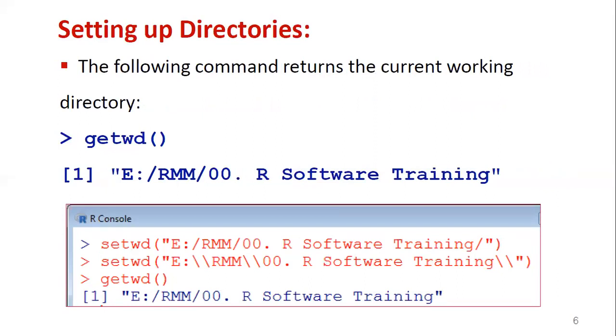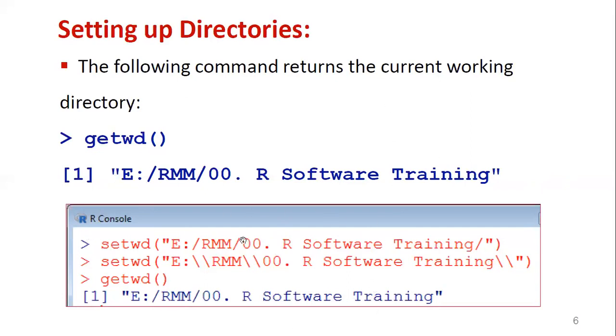Then after setting the directory path, you want to see the path. The following command returns the current working directory. You can use getwd, get working directory, the previous one being set working directory. Whenever you run this command, it displays your current path.